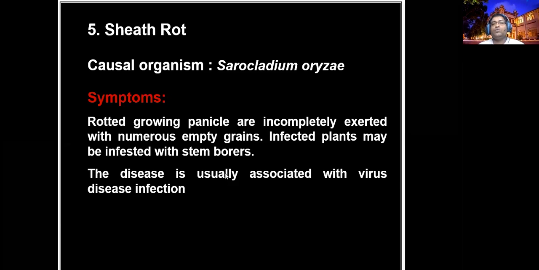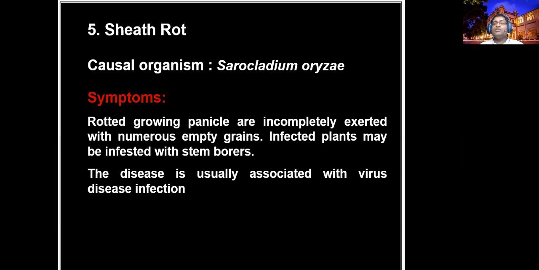Right. So the next disease is sheath rot. Sheath rot and sheath blight are more or less the same, but it is confusing. The causes are different, right? Sheath rot is caused by Sarocladium oryzae, right? Sarocladium oryzae. Normally the rotting panicles are incompletely exerted with empty grains. The problem is that the sheath gets rotted.